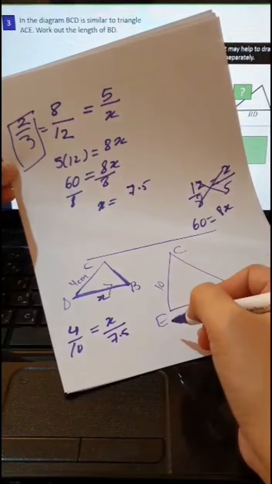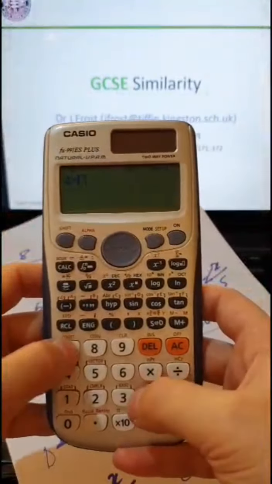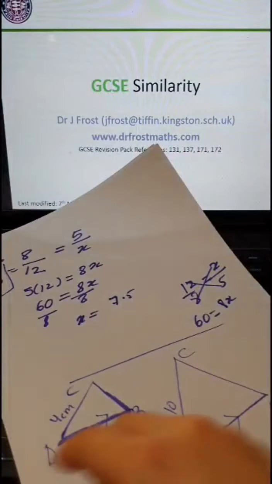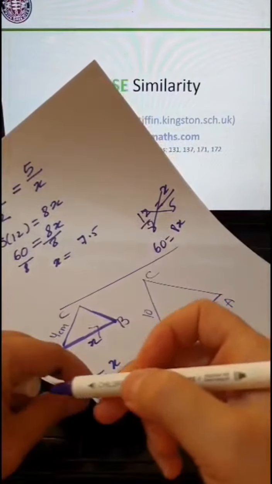And again, using cross multiplication, I'm going to get 4 multiplied by 7.5 divided by 10, and the answer is equal to 3. So in this case, the missed side is equal to 3 centimeters.